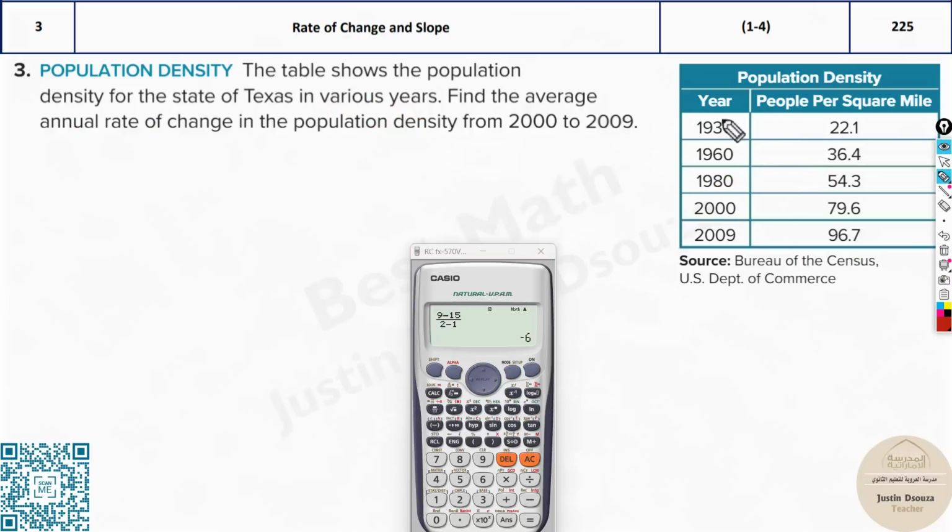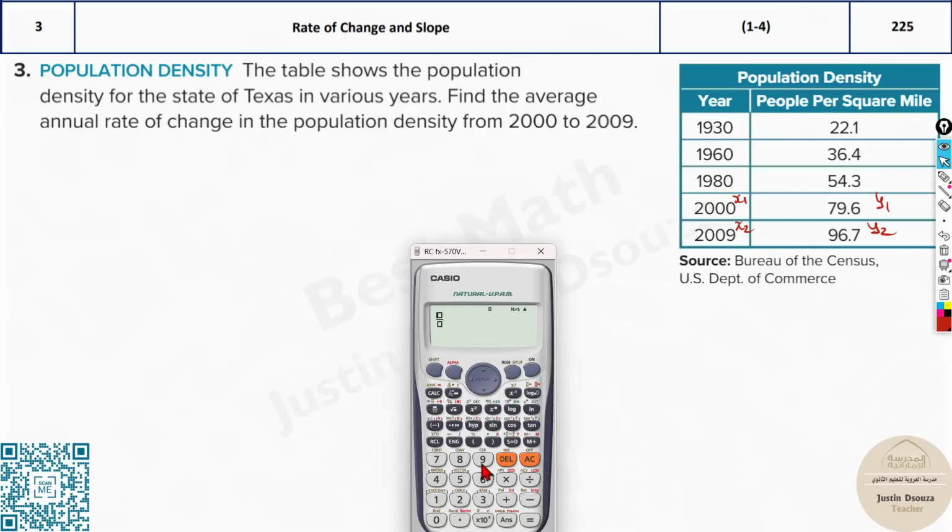Now, what about this one here? They have told us the table shows the population density for the state of Texas in various years, in 1930, 1960, and so on. Find the average annual rate of change in population density from 2000, this is your x1 value, to 2009, x2. So this will be y1, y2. I'll just put it in the calculator directly.